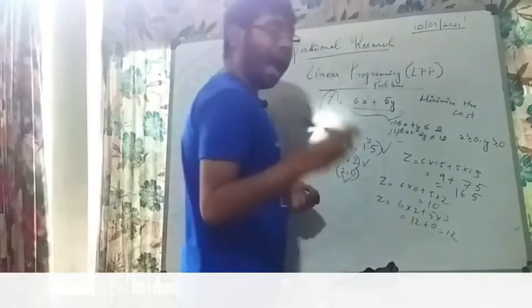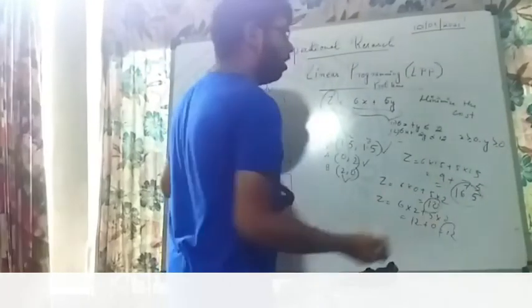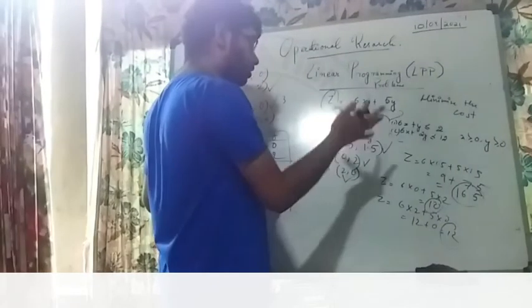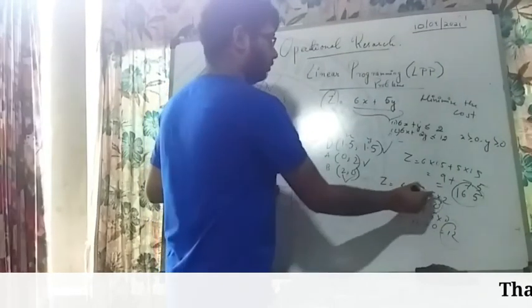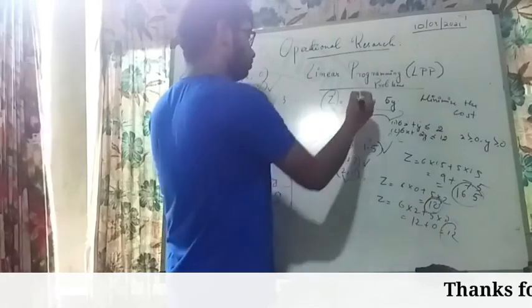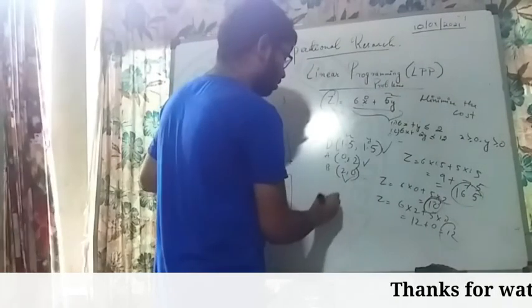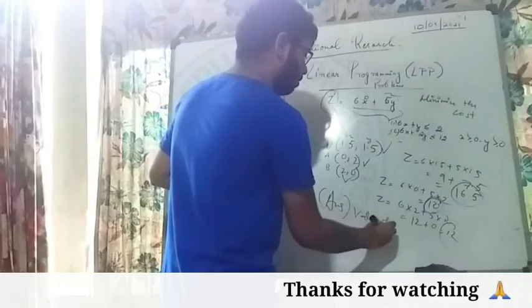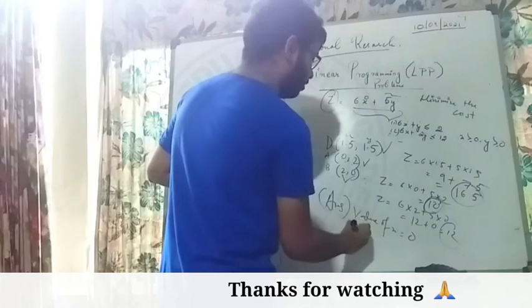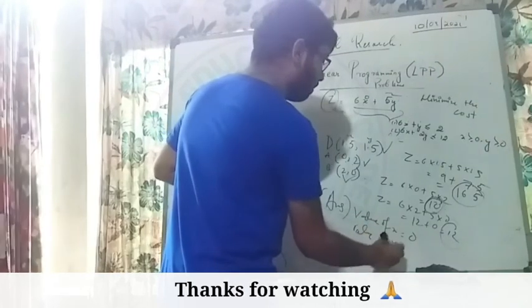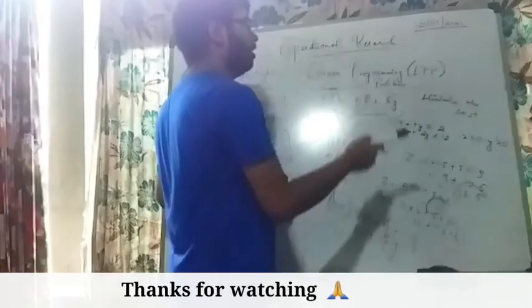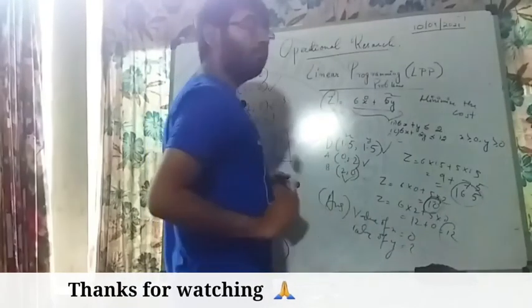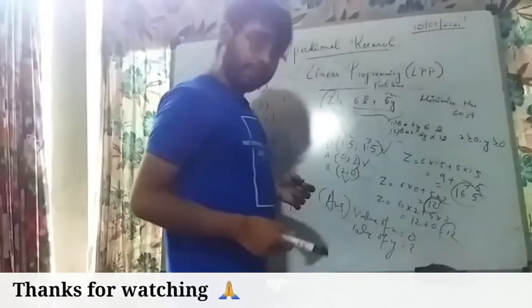See the three answers which we get: 16.5, 10 and 12. Which one is the minimum? 10. What points gave this result? 0 and 2. So the answer is that the value of x must be 0 and the value of y must be 2, so that when we put these two values in the objective function, the cost will be reduced.